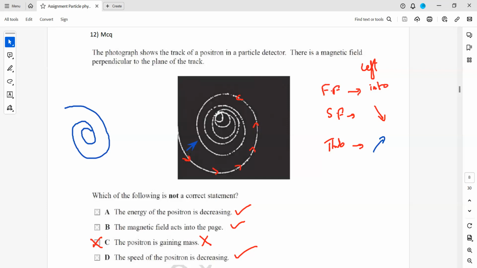Is it clear, this one? First question number 12, then question 31.